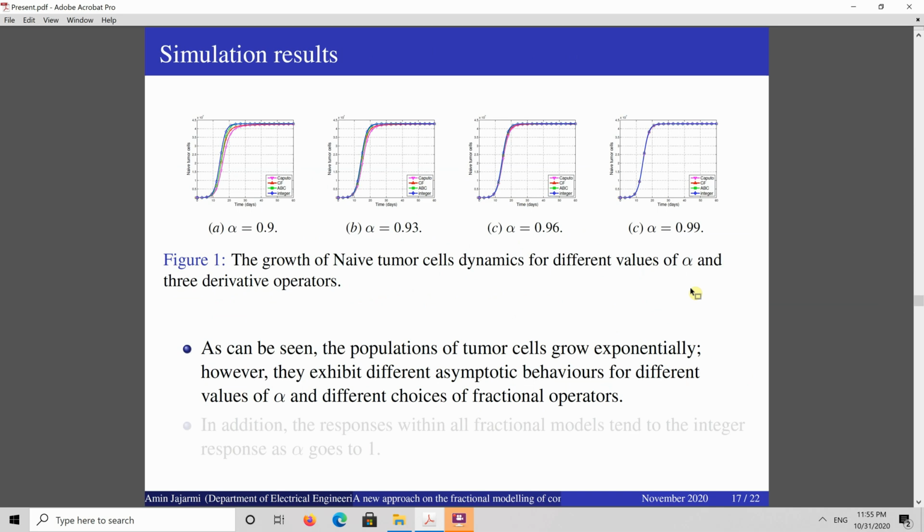Now we give some simulation results to verify the theoretical analysis. Figure 1 shows the growth of tumor cells dynamics for different values of alpha and 3 different fractional operators, namely classic Caputo, Caputo-Fabrizio, and AB Caputo. As can be seen in figure 1, the populations of tumor cells grow exponentially. However, they exhibit different asymptotic behaviors for different values of alpha and different choices of fractional operators. In addition, the responses within all fractional models tend to the integer response as alpha goes to 1.